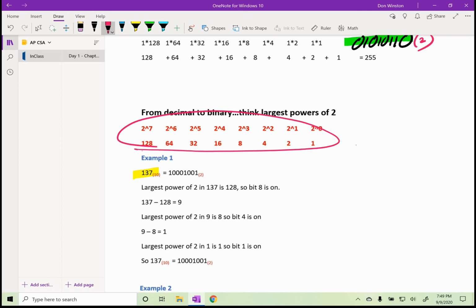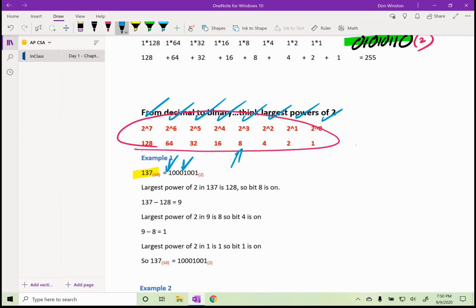This is the first bit, second bit, third bit, fourth bit, fifth bit, sixth bit, seventh bit, 8th bit. The 8th bit is on, so I'm going to put 1 there for the 8th bit. Now 137 minus 128 leaves me with 9. So now I say, what's the largest power of 2 in 9? Well, that's 8. So that means bit 4 is on.